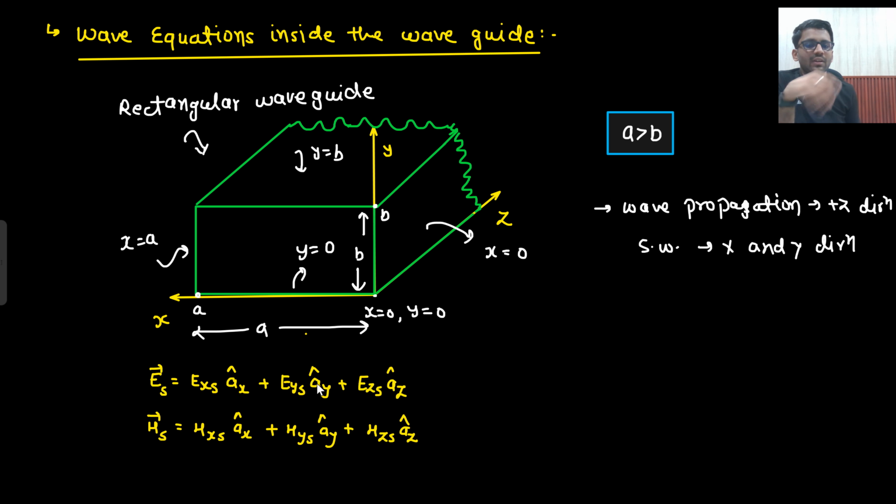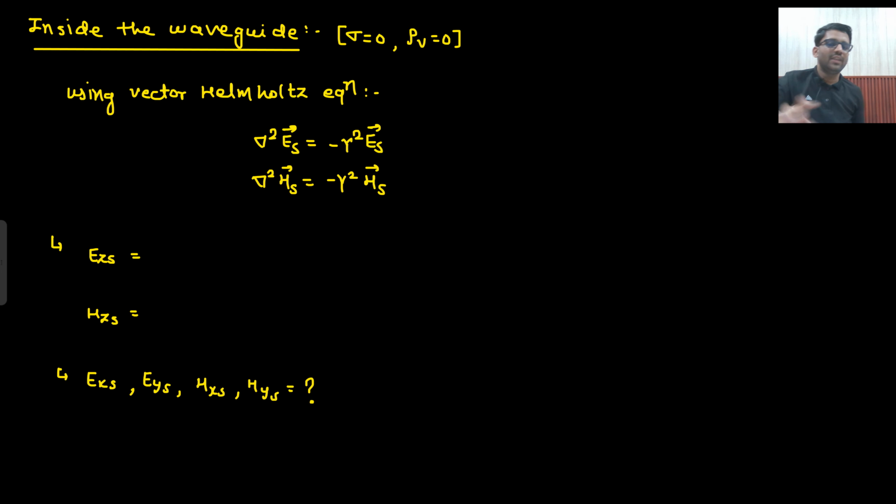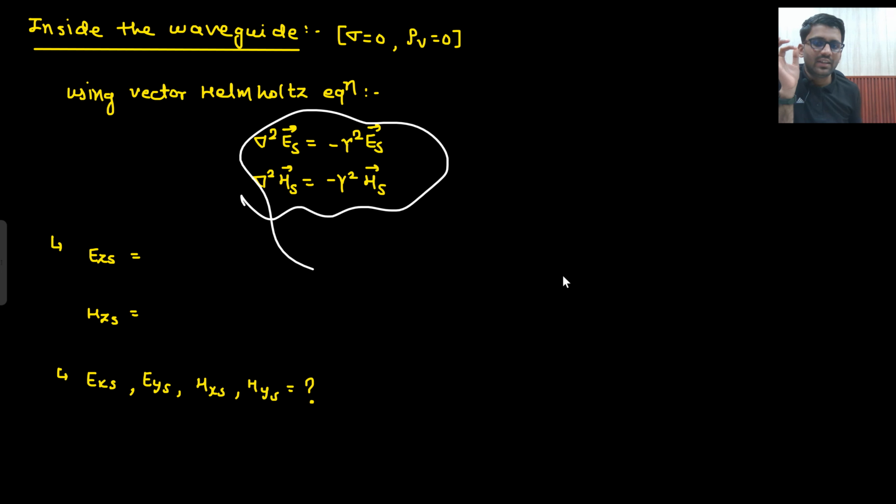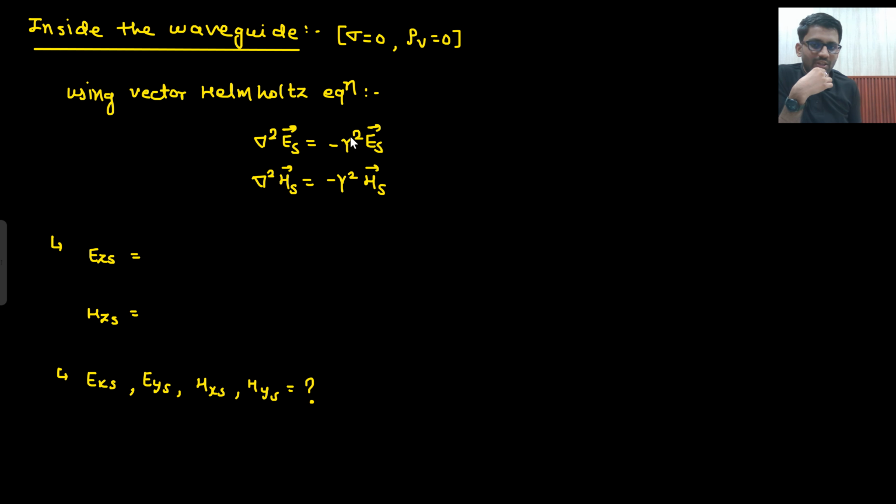Now we will derive all these expressions Ex, Ey, Ez, Hx, Hy, Hz using Maxwell's equation. But that derivation is not important at all. You will use this vector Helmholtz equation, and certainly your rho is equal to 0 and sigma is equal to 0. And here in place of gamma, I am going to write gamma g.